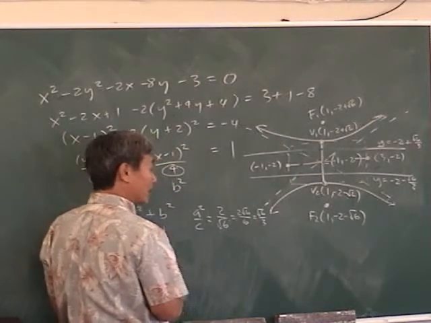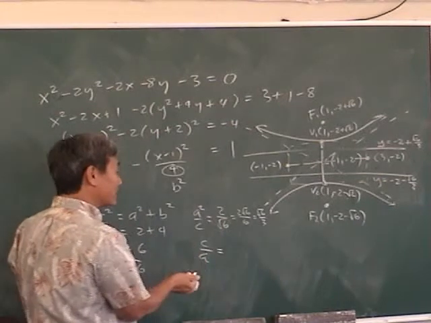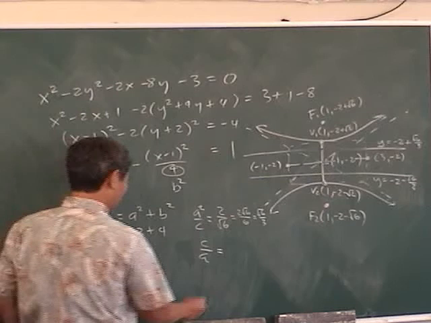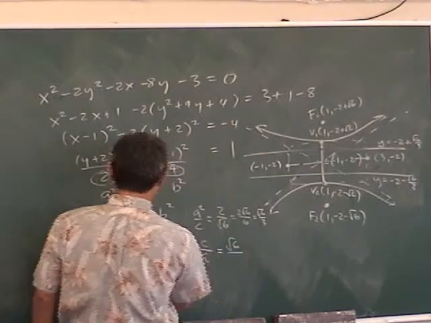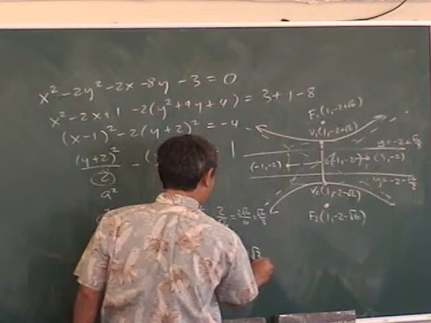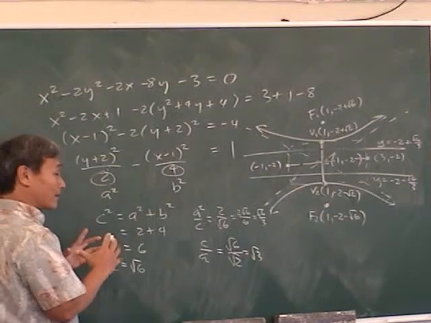C over A. Is that the same? And it's the same thing for the hyperbola. You can expect a lot of the things to be the same because the definitions are almost alike. So what is C? And what is A? Root 2, so that simplifies to root 3. So the eccentricity, again, is just a number that tells you the shape of the hyperbola.